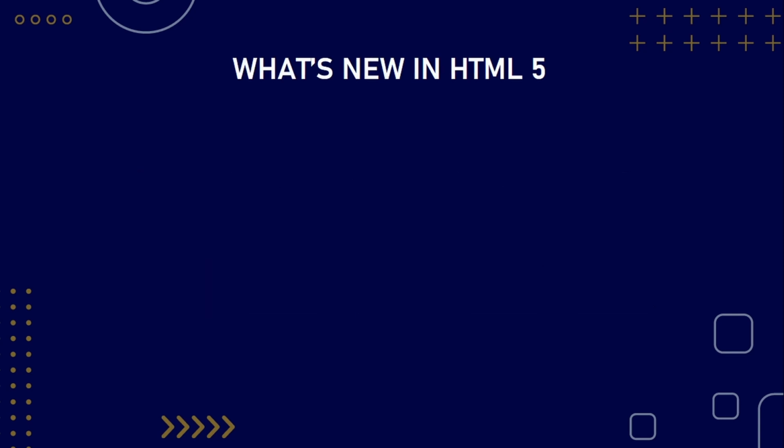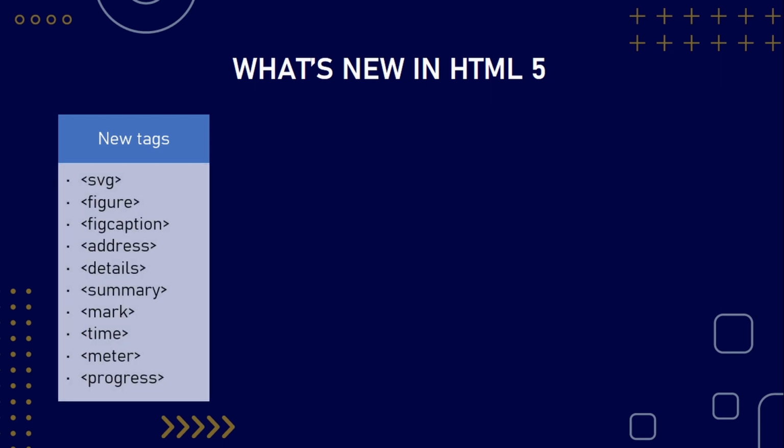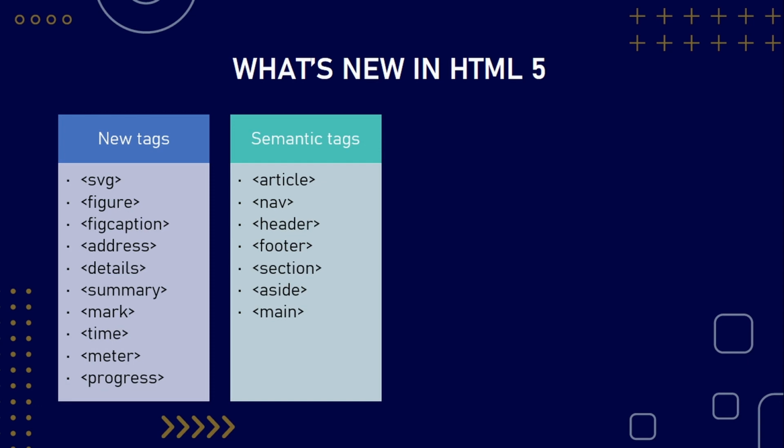So what's new in HTML5? The new features in HTML5 can be divided into four main categories. HTML5 comes with new tags which were not present in its predecessors. The SVG tag, figure, figcaption, address, and all these tags are new tags in HTML5. New semantic tags were also brought in HTML5: article, nav, header, footer, section, aside, and main. All these tags give us a clear insight into what the structure of a web page is all about.